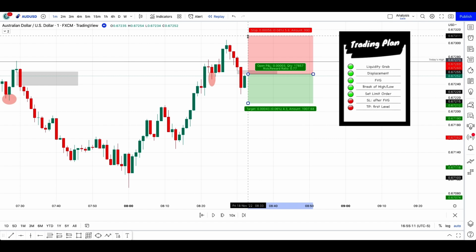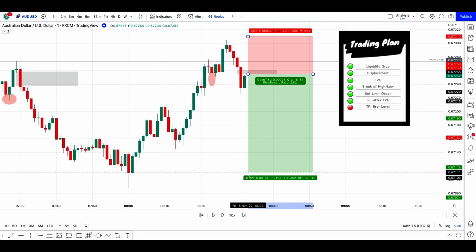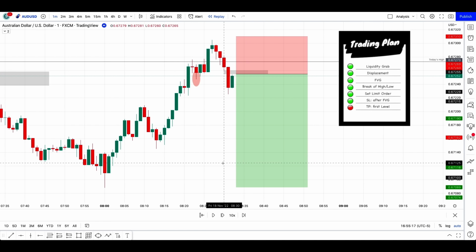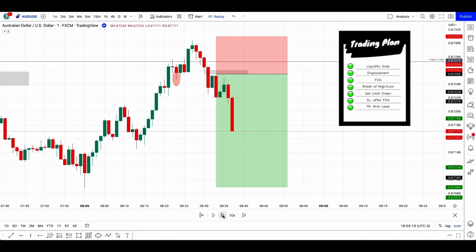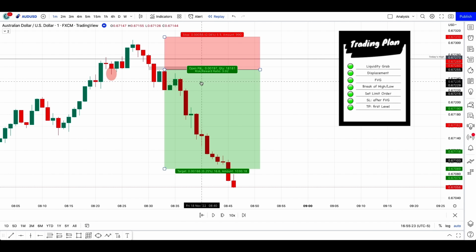Stop loss above, so let's go with a 5.5. This is giving a 2. This is giving a 3, so let's just go with this one. And we got missed. This happens sometimes.